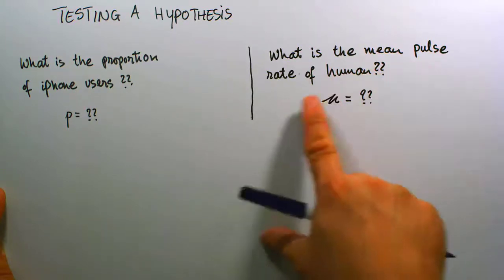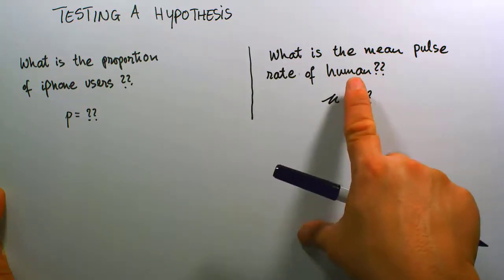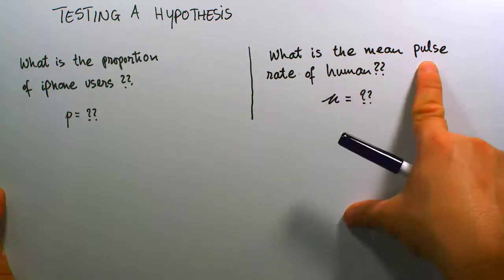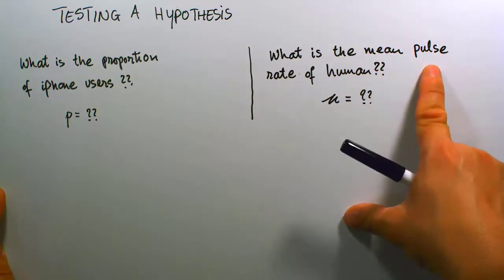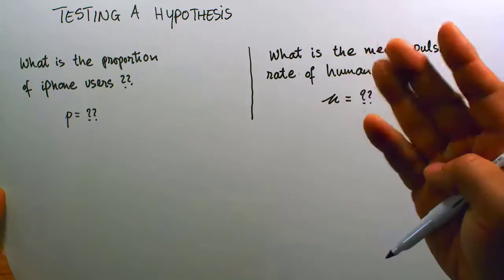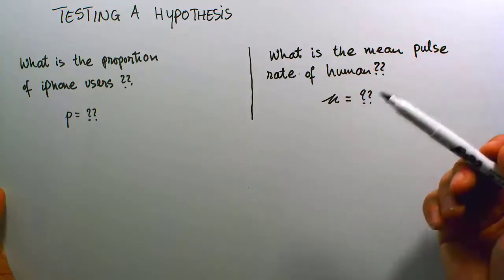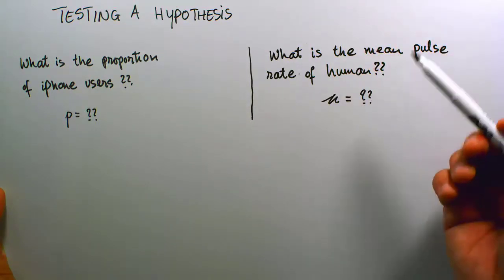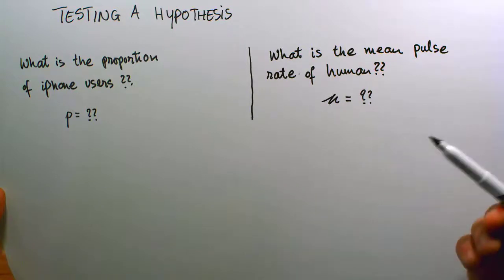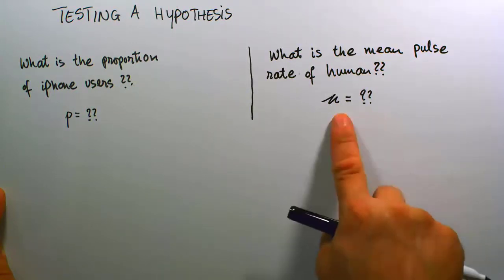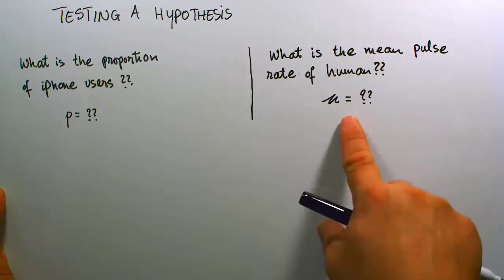We have a lot of living human beings out there, and any one of us is having a pulse rate. Somebody's pulse rate is beating faster than somebody else's pulse rate. Somebody's pulse rate is beating slower than somebody else's pulse rate. But in the end, we will definitely have a unique population mean pulse rate.